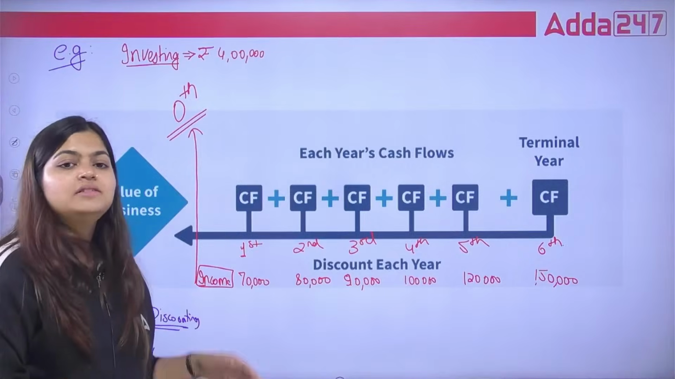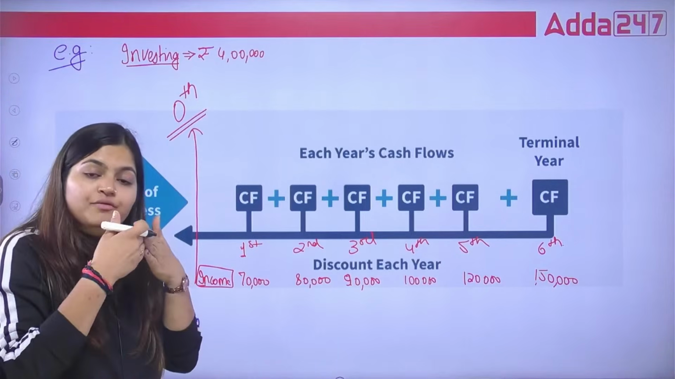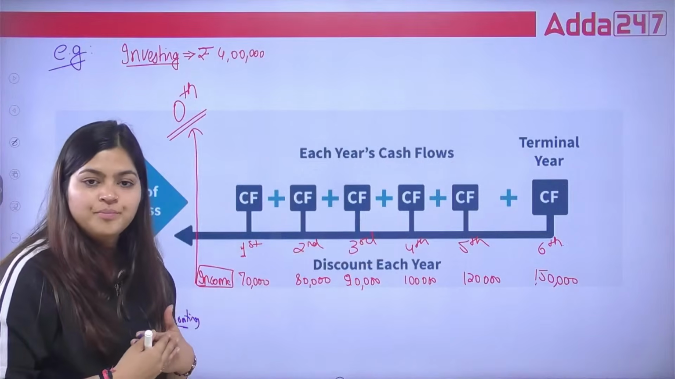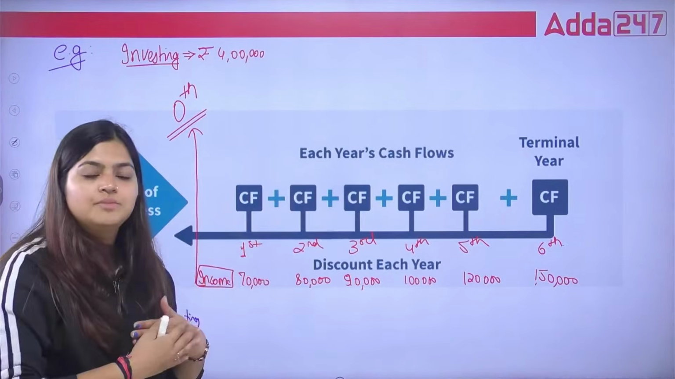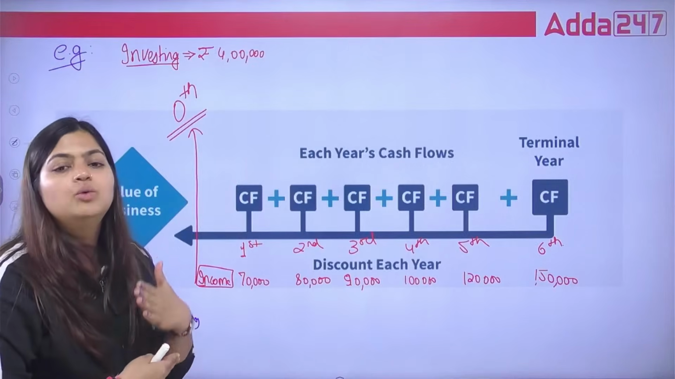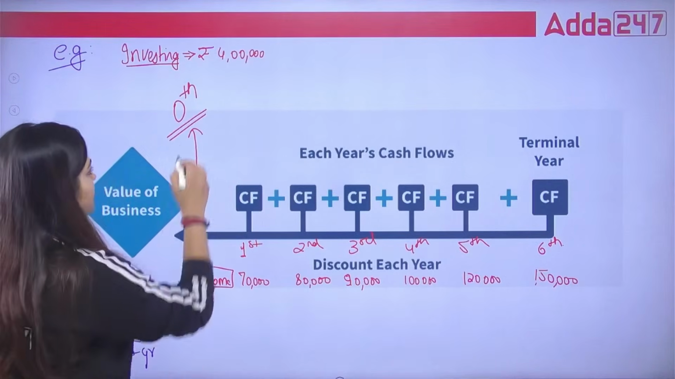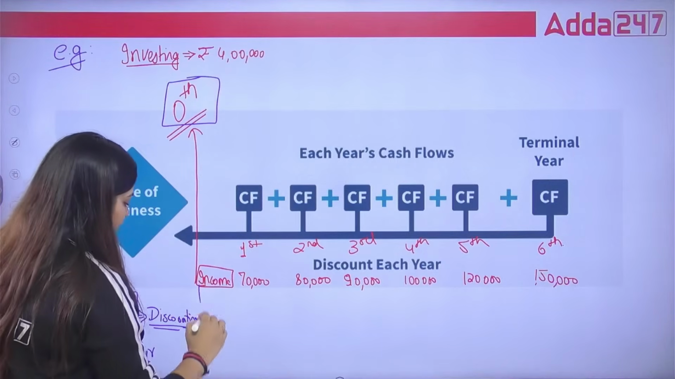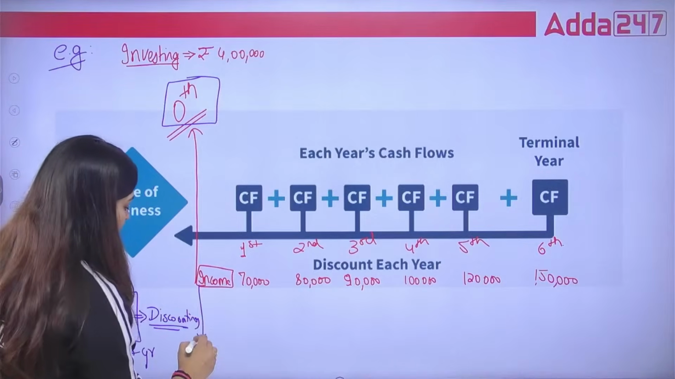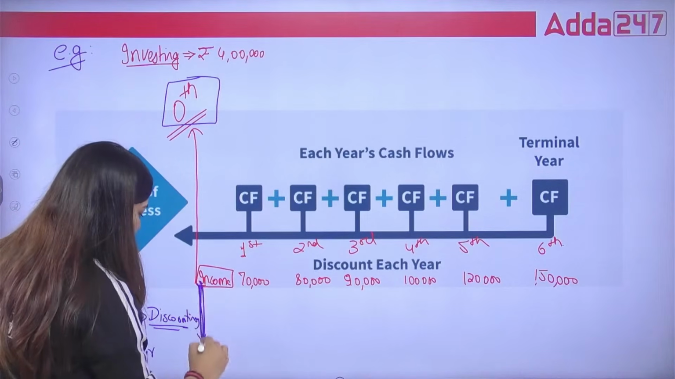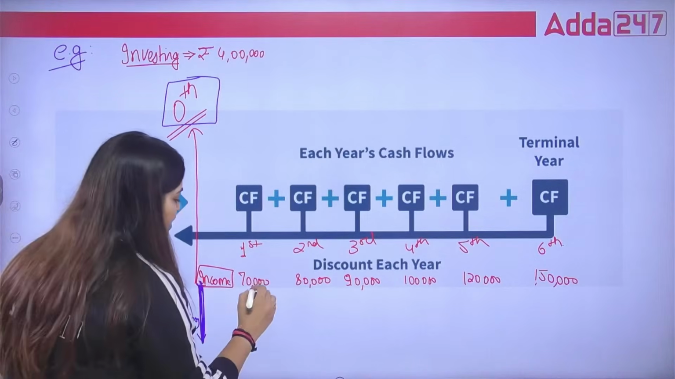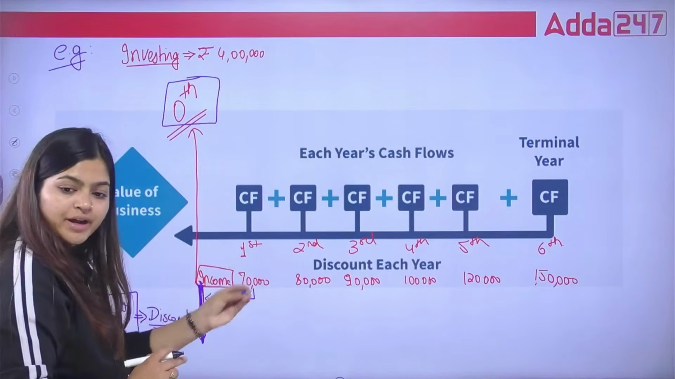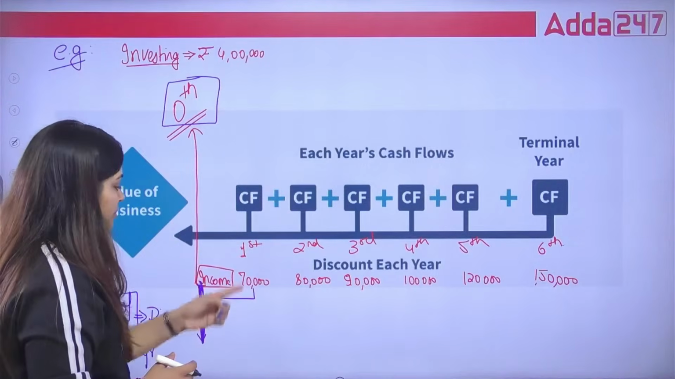Discounting. Means if I want to know what is the value at a 0 time period of all your future incomes, I will do discounting. Okay, so yes, this is a 0 time period, and if I want to know today's value at a 0 time period, what I will do, I will take the first year's income and I will discount it. I will bring it back by discounting by 1 year.